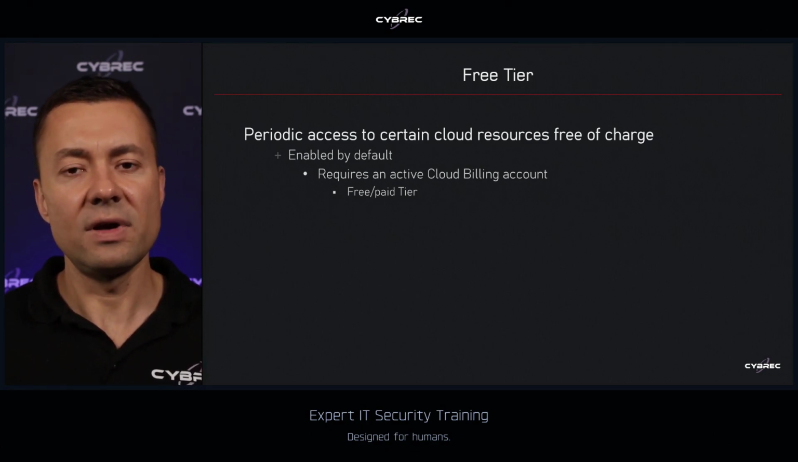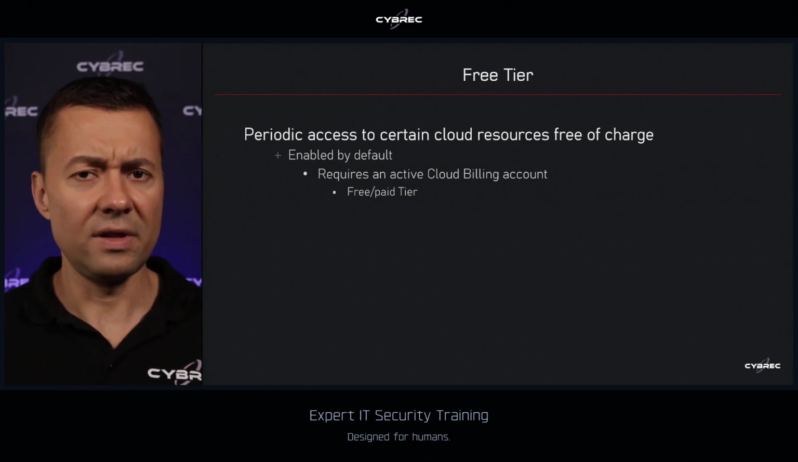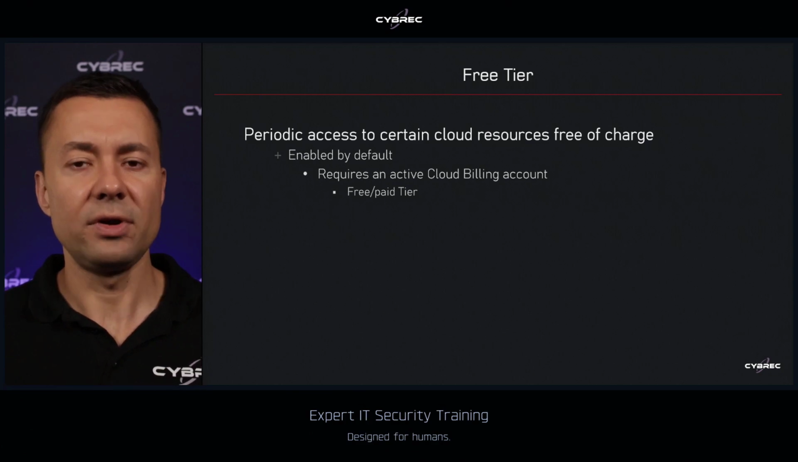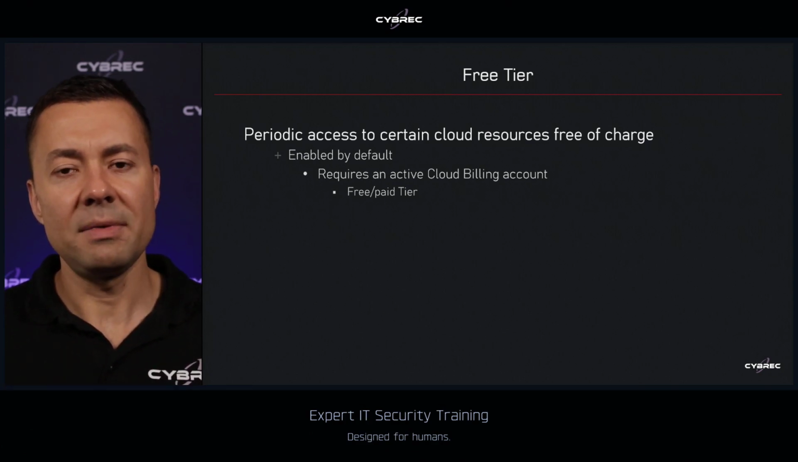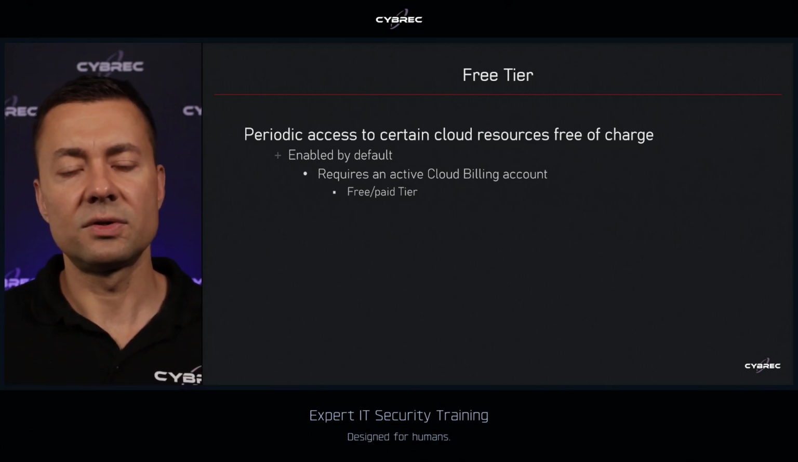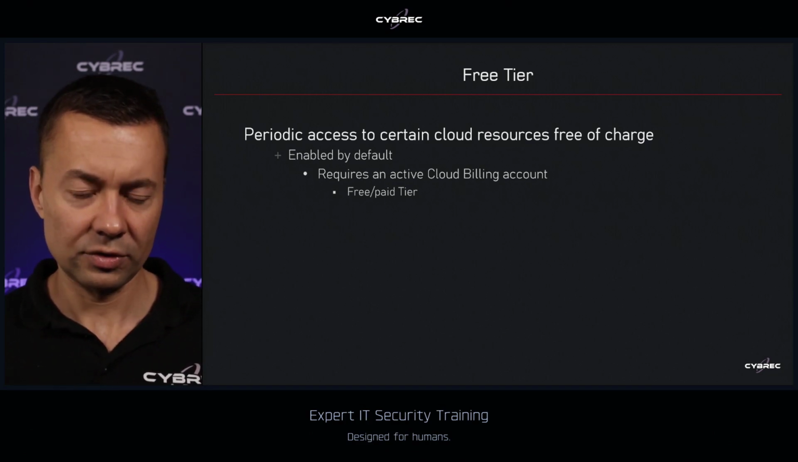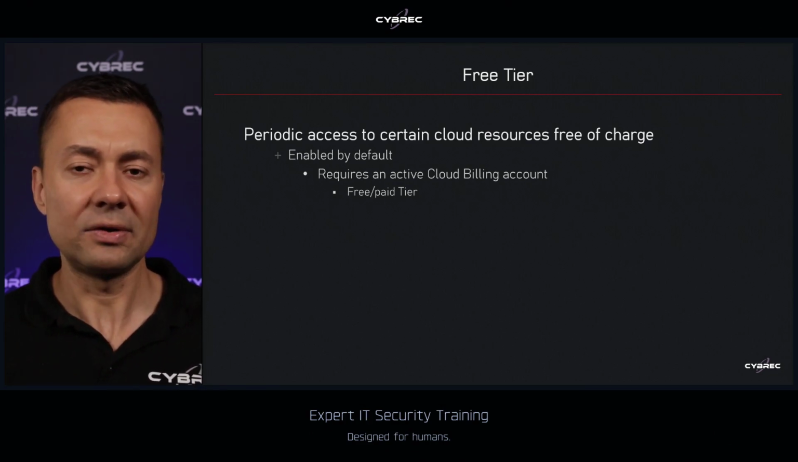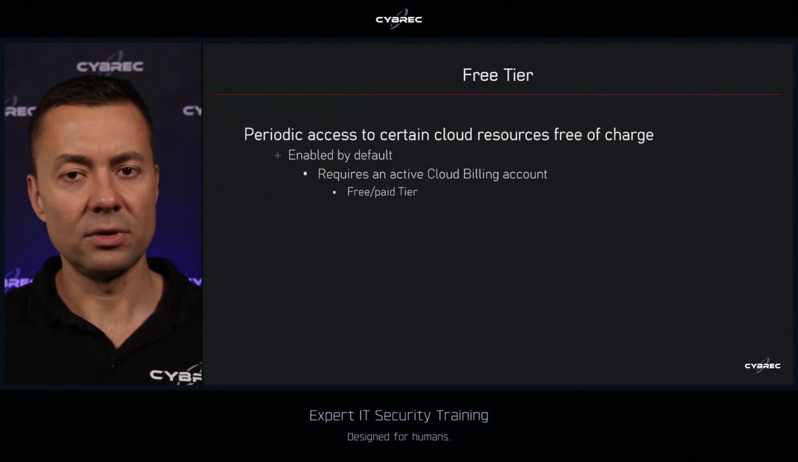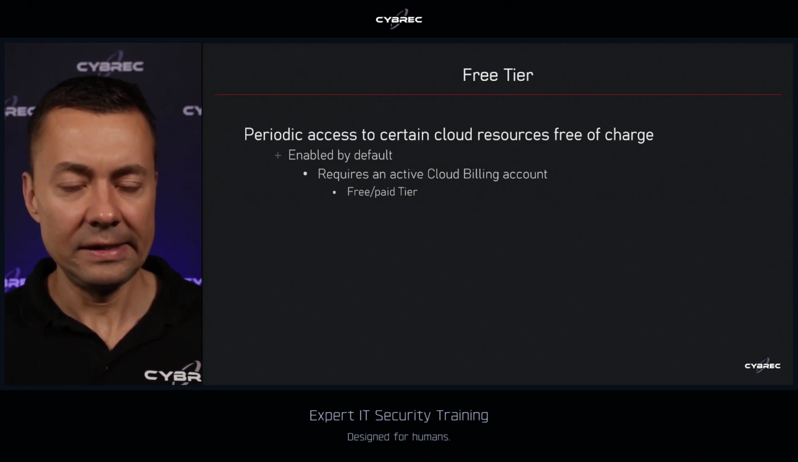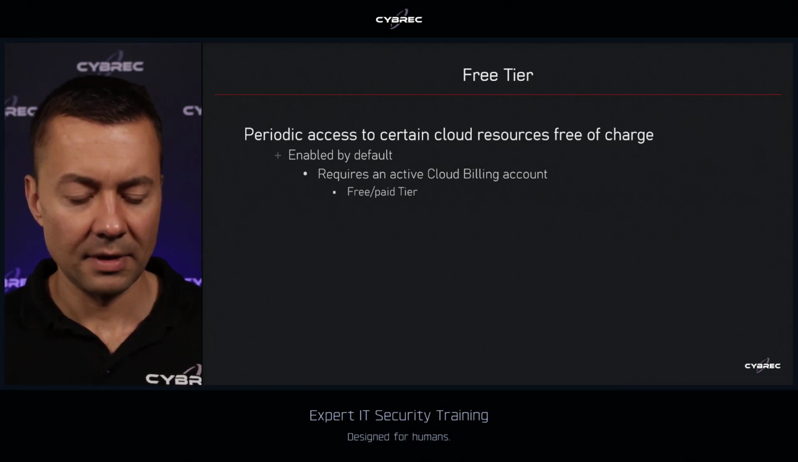You don't have to do anything to participate in the free tier. Basically, Google is going to give you access to some resources, not all of them, up to some extent on a periodic basis, free of charge. And the limit is going to be renewed when a new period starts. So every time a new period starts, you come up with a new limit for those different services that are part of the free tier program.